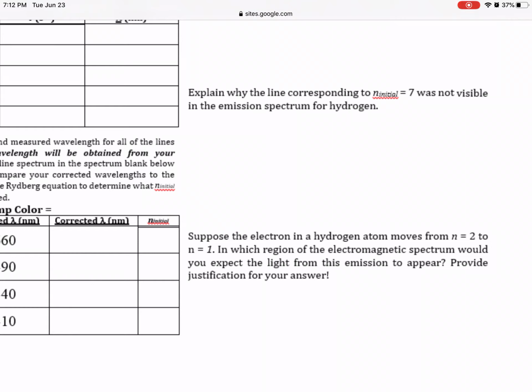Okay, n equals 1. Which region do we have it in? That should be in the ultraviolet region. So it is in the UV region and we will not be able to see that. To justify that, you can even do the delta E and then find out the wavelength. But it's okay, you can just say it emits in the UV region, so we will not be able to see.